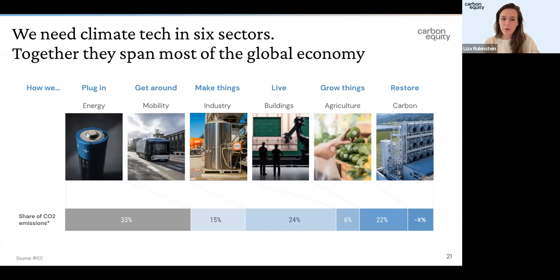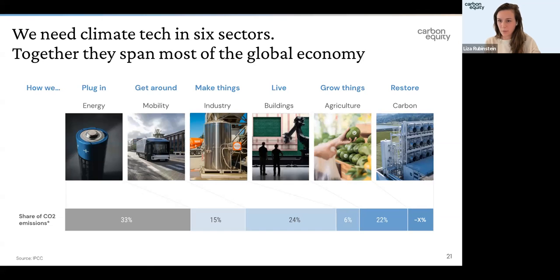First of all, it's about how we plug in, basically the energy we use. So it's about all the electricity we produce. Electricity is about 25% of global emissions, but it's also about the fuel we produce. So not the fuel we burn in our car, but what it costs to dig up the oil, ship it halfway across the globe, and refine it. That actually also produces a lot of emissions.